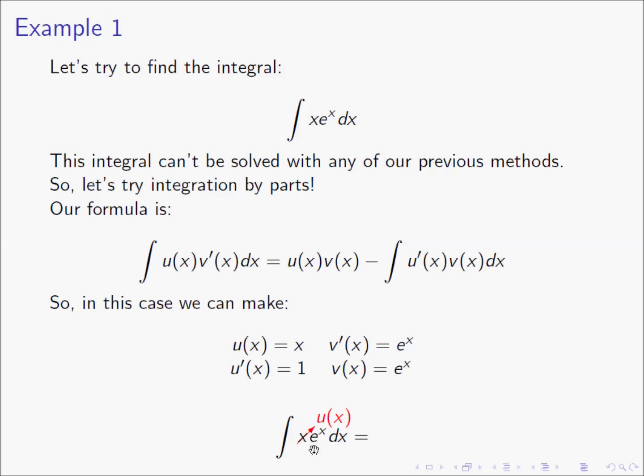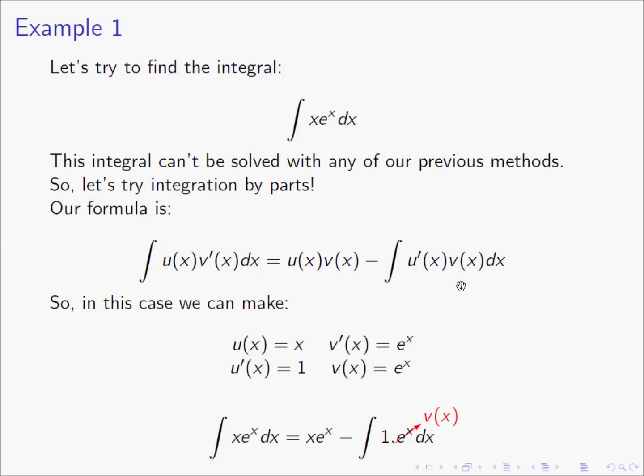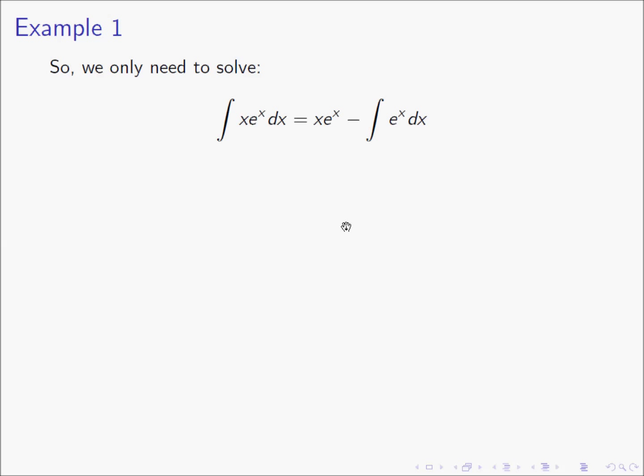Here x is u of x, and e to the x is v prime of x. So according to the formula, this equals x times e to the x, where x is u and e to the x is v, minus this integral, where 1 is u prime of x and e to the x is v of x. So we have this equation here. Now we need to solve this integral on the right side.